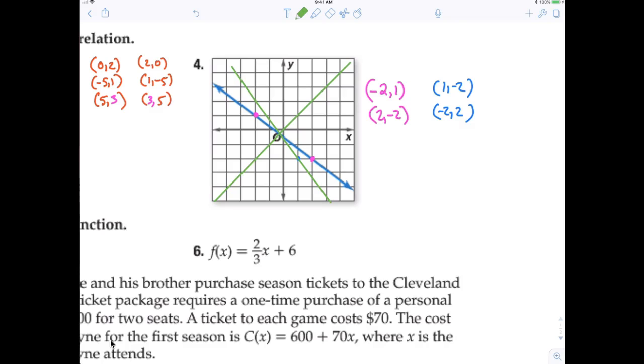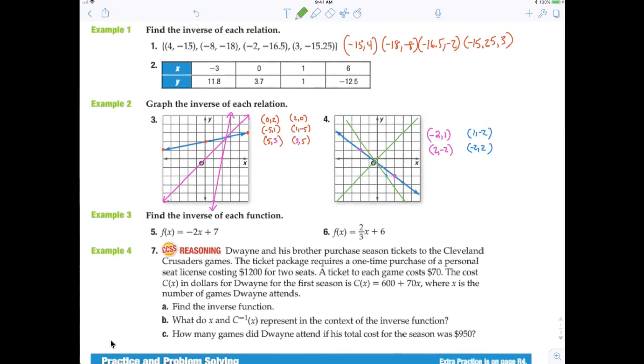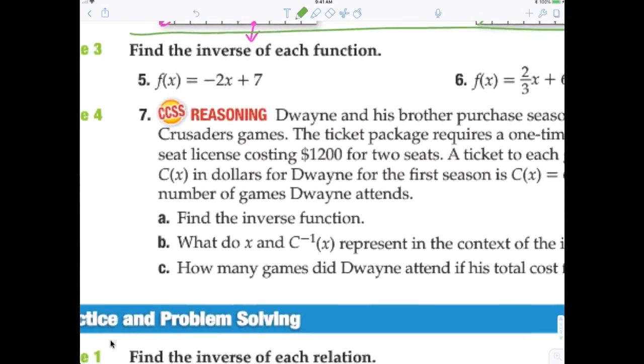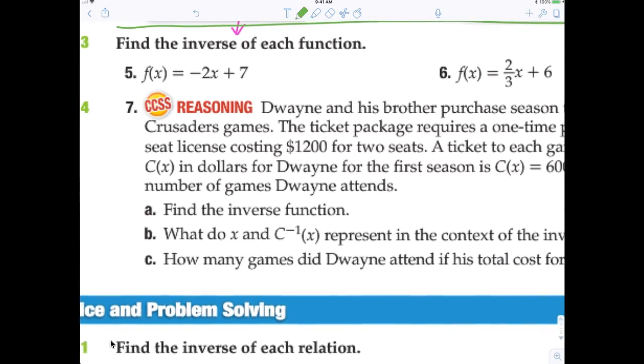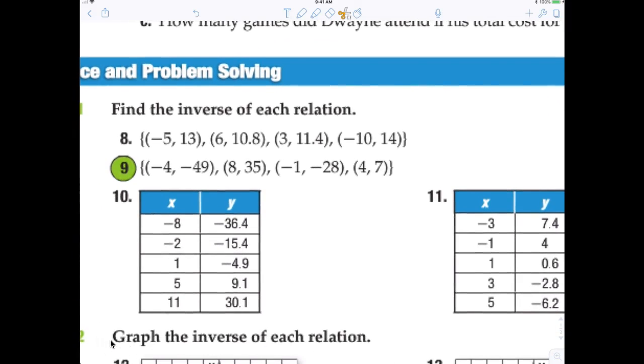So now, that is the example of how to find the inverse from a set of ordered pairs, from a table, and from a graph. We have one more thing we have to do. Now we have to find the inverse given the equation of the line. So I'm going to give myself a little bit more room here to work. I'm just going to pull 5 down to the bottom.